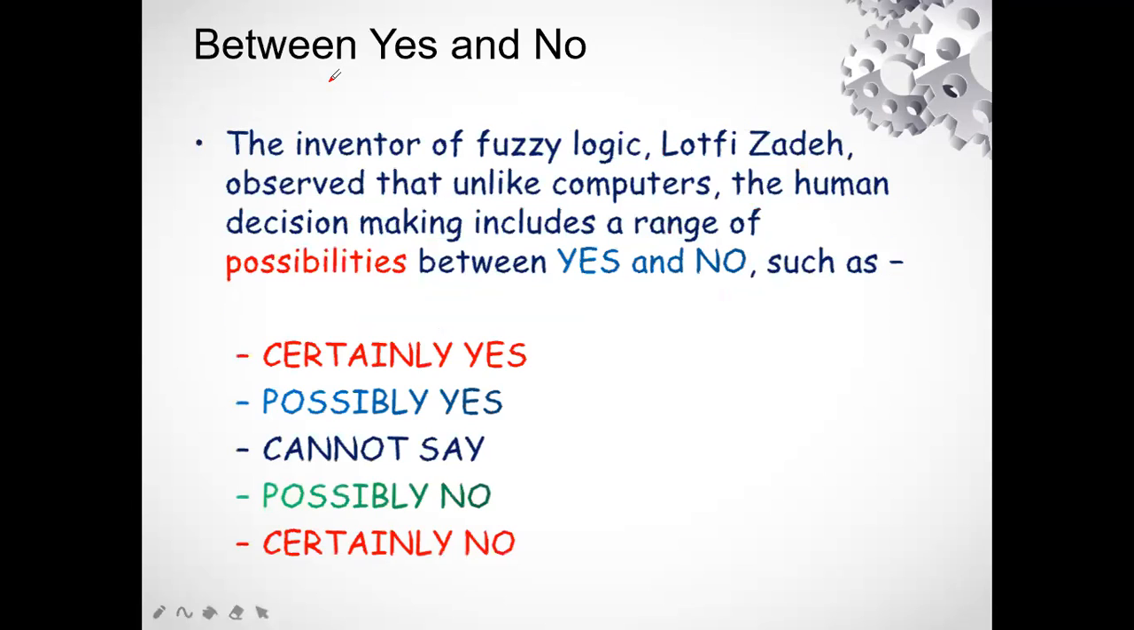This is what we have in between yes or no, or between true or false. The inventor of fuzzy logic, Lotfi Zadeh, observed that unlike computers, human decision making includes a range of possibilities. Focus on this term, range of possibilities between yes and no, such as certainly yes, possibly yes, cannot say, that means neutral, it can be yes or it can be no, possibly no, and certainly no. Whenever you are asked to rate a person on a scale of 0 to 1, sorry, 0 to 5, that is what we are doing here, right? We are defining the degree of truth with the help of these possibilities.